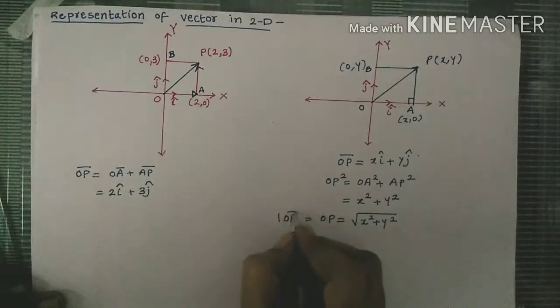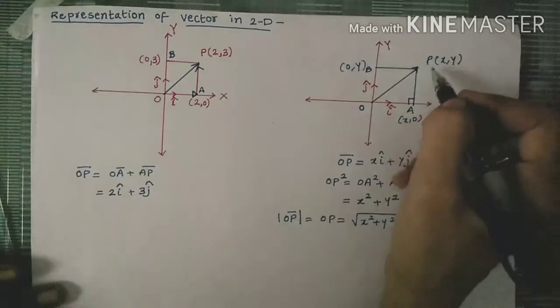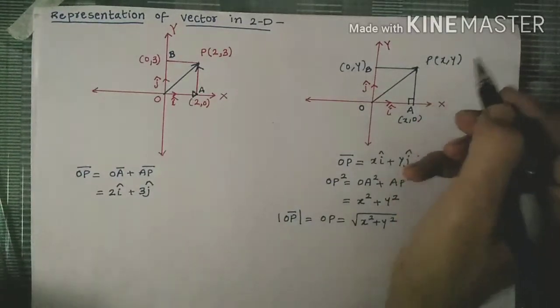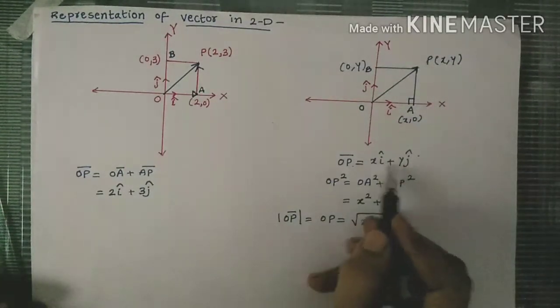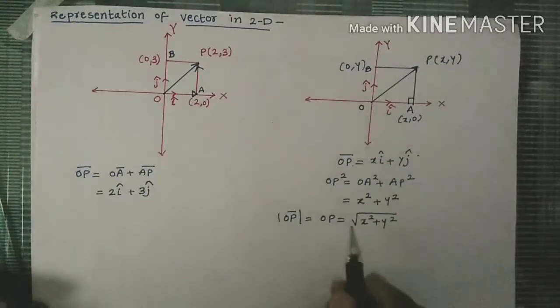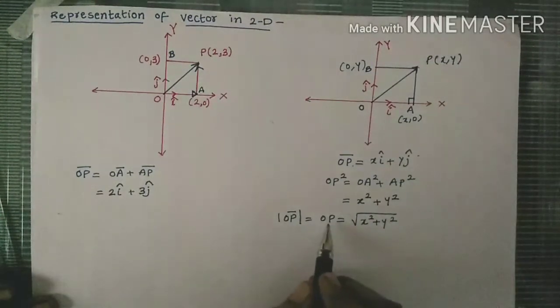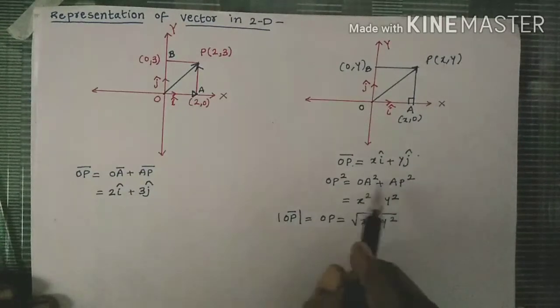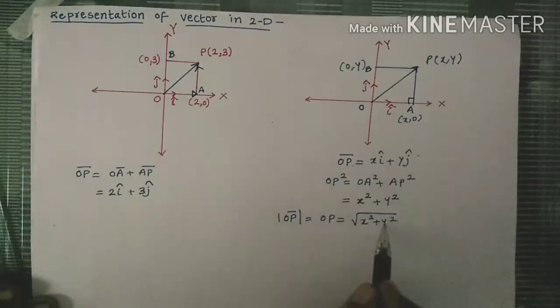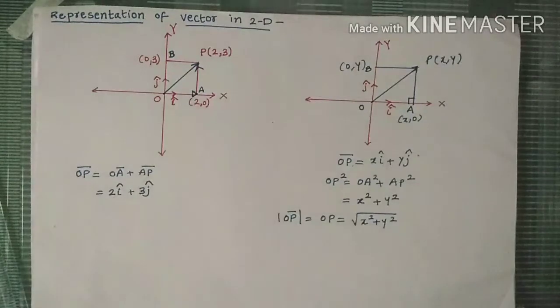So the conclusion is, if coordinates of P are (x, y), then position vector of P is x i plus y j. And magnitude of OP bar is root of coefficient of i square plus coefficient of j square. That is magnitude of OP bar.